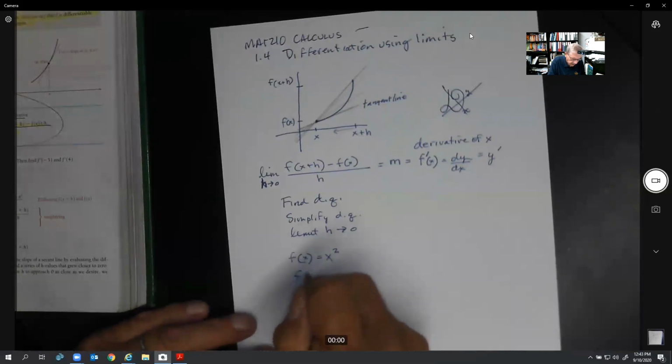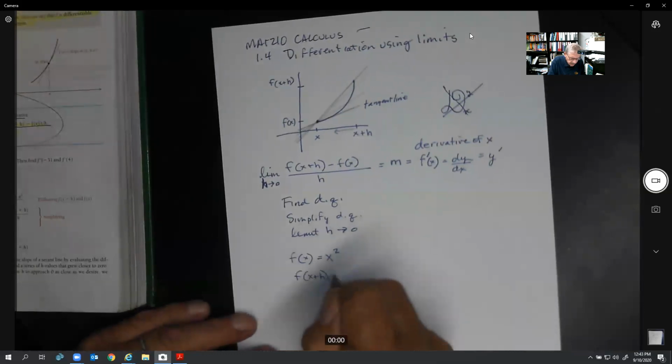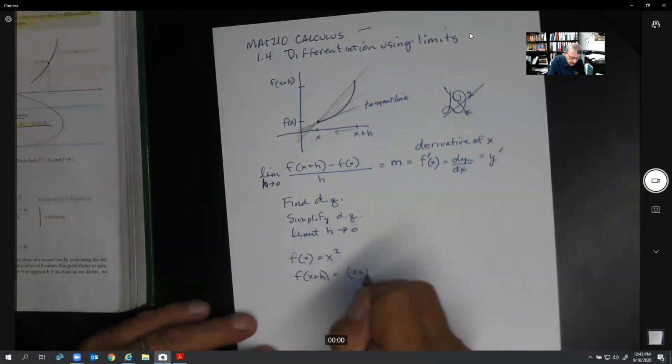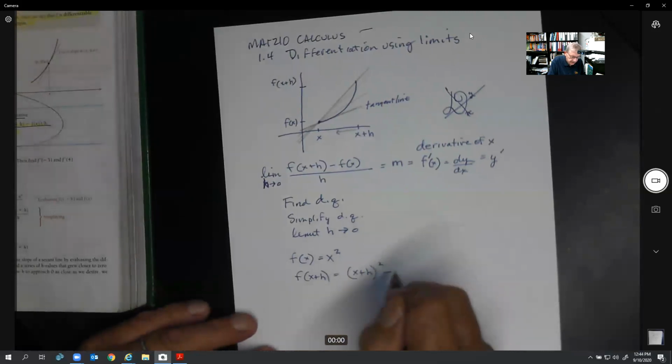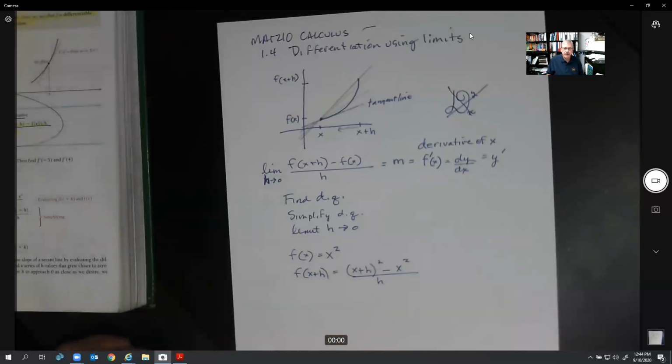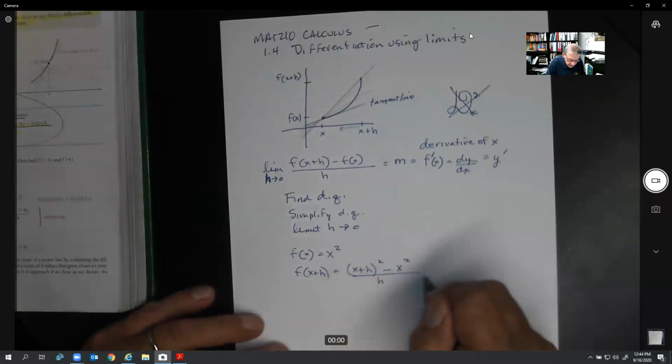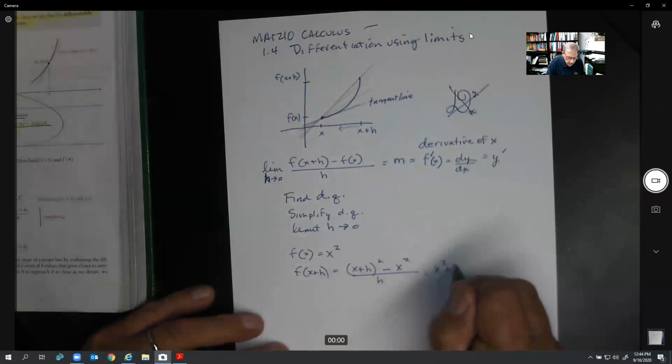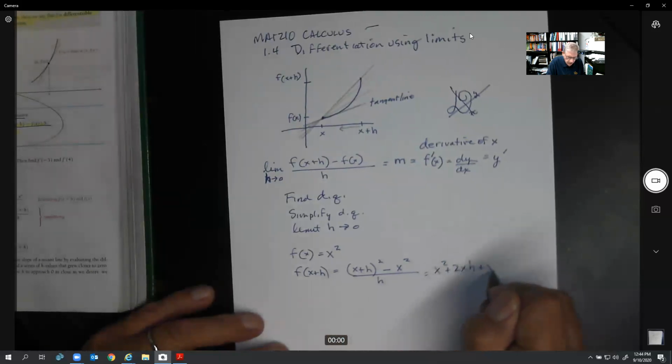First of all, we're going to put in f of x plus h. This would be x plus h squared minus x squared, minus the original problem, over h. Then we're going to use our algebra to simplify that, right? And this became x squared plus 2xh plus h squared. I hope you're getting better at that formula, minus x squared over h.